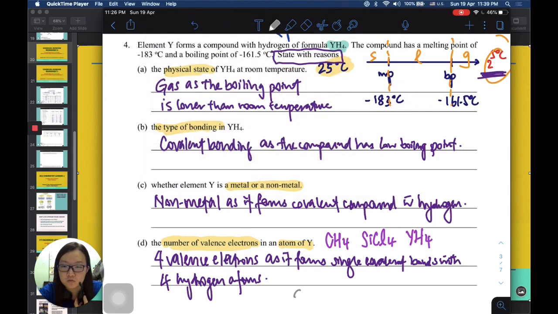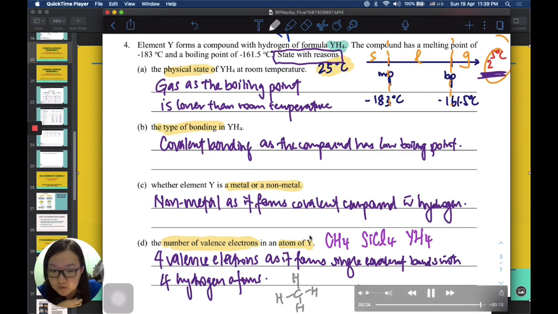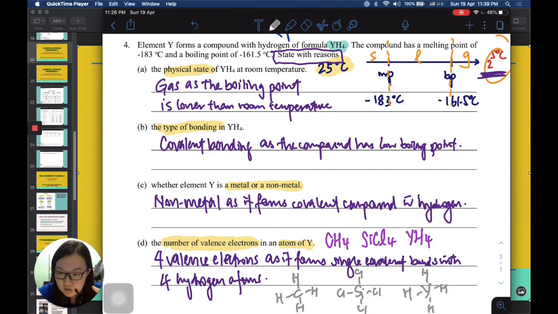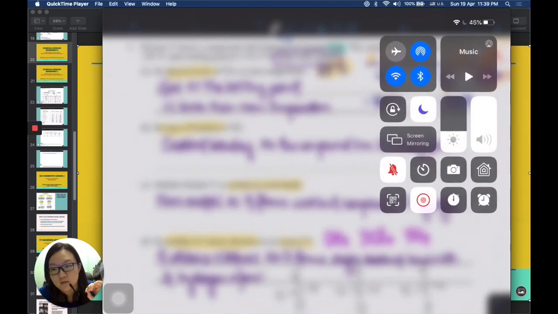Just to remind you how the structure looks like. CH4, this one is a chemical formula, a chemical symbol. So you can draw the structure so that you can see a bit clearer. CH4 is the C–H bond multiplied 4 times, there's 4 of that. And then silicon tetrachloride, again there are 4 of the silicon and chlorine bond. And finally, Y and H is also the same, 4 of them to make up your YH4.